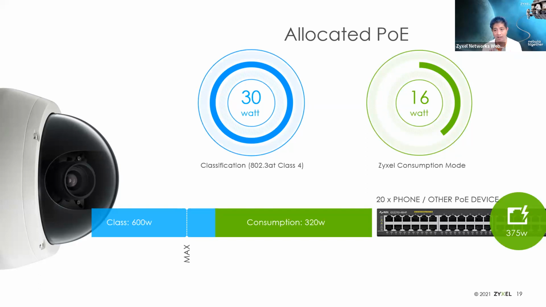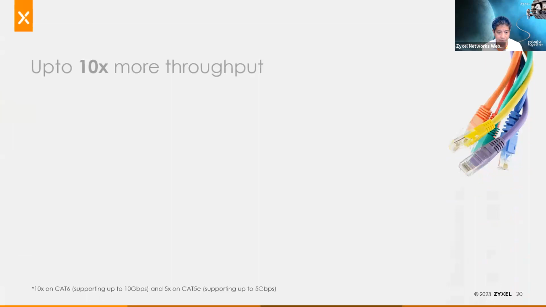So in this kind of example, there's 20 phones here. You could add a few more cameras onto this, or extra phones onto this application as well, to maximize maybe that 24 port or the 48 port switch that's there. So again, that's why we say more power, more in our Zyxel smart intelligent PoE switches.